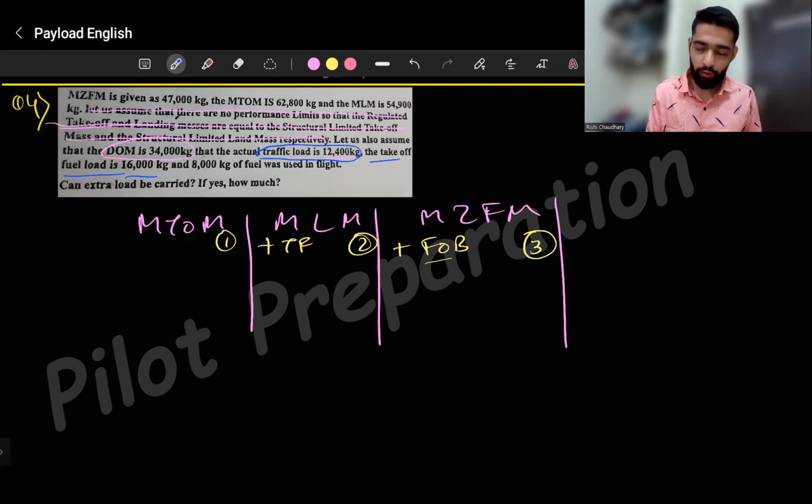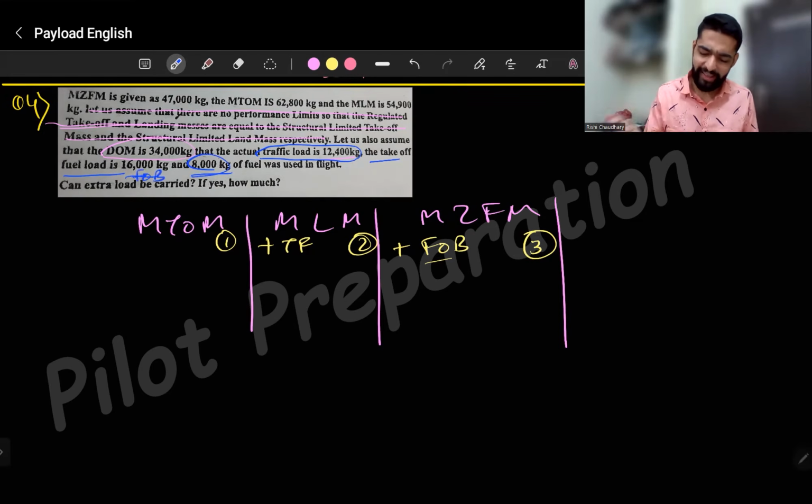Okay. So takeoff fuel load is 16,000 kg and 8,000 kg of fuel was used in the flight. 8,000 fuel got burned off. Used in the flight means during the trip. So I can say this is my trip fuel and this is my FOB, correct?